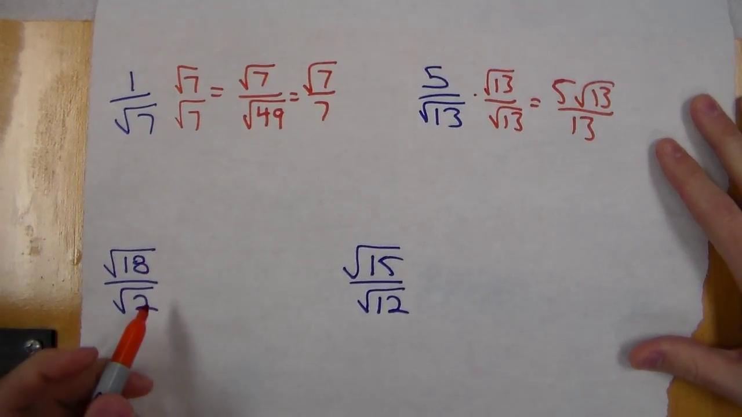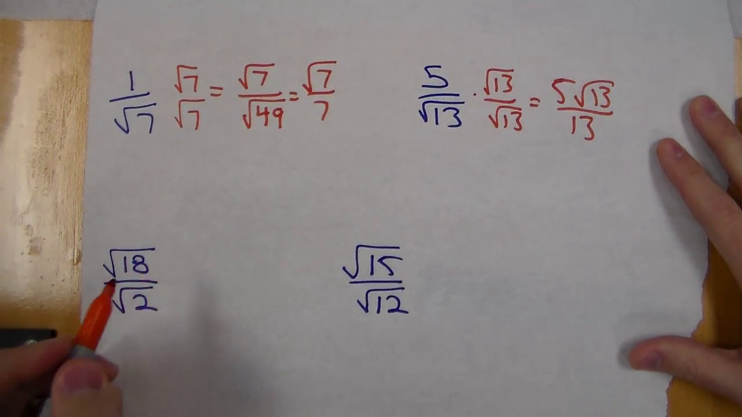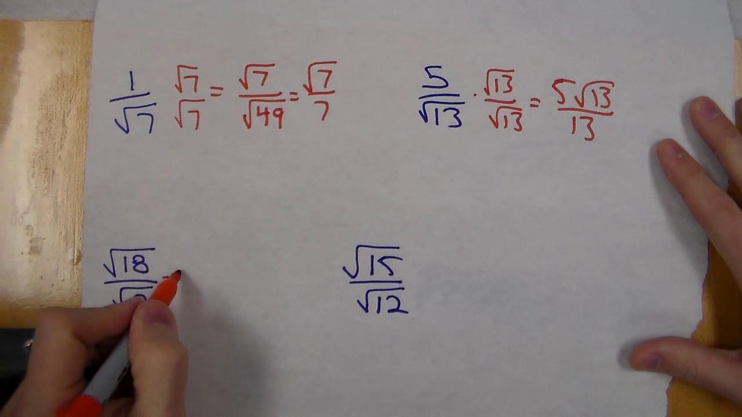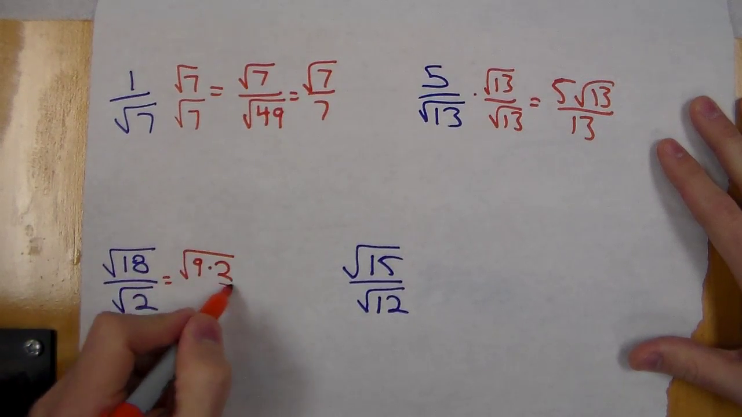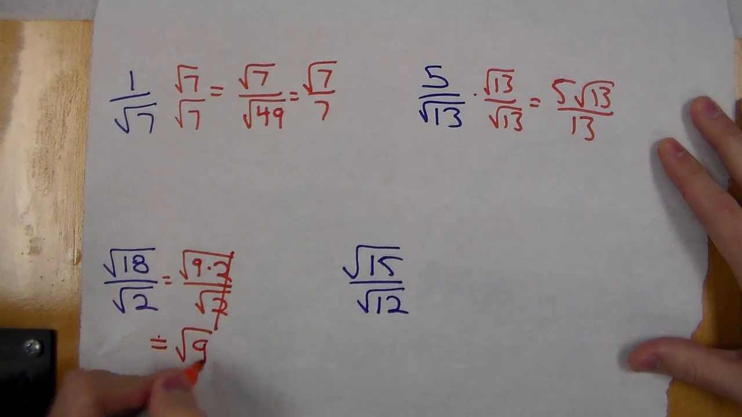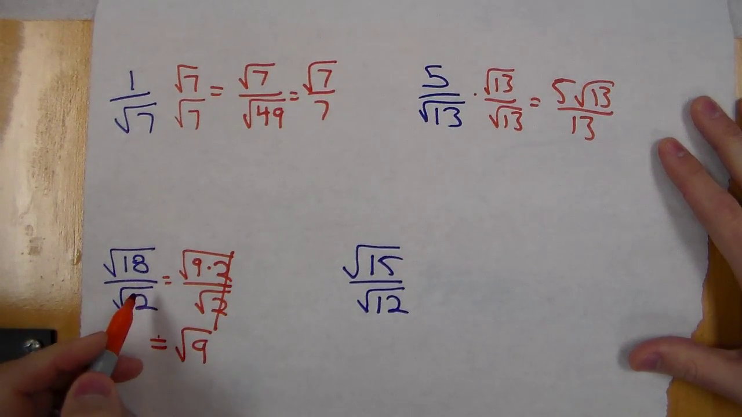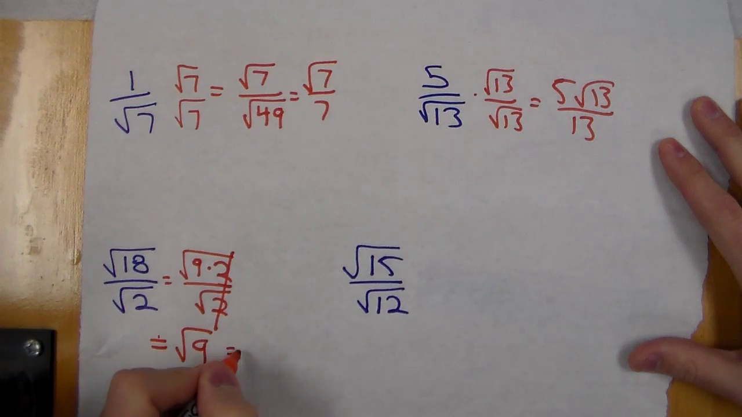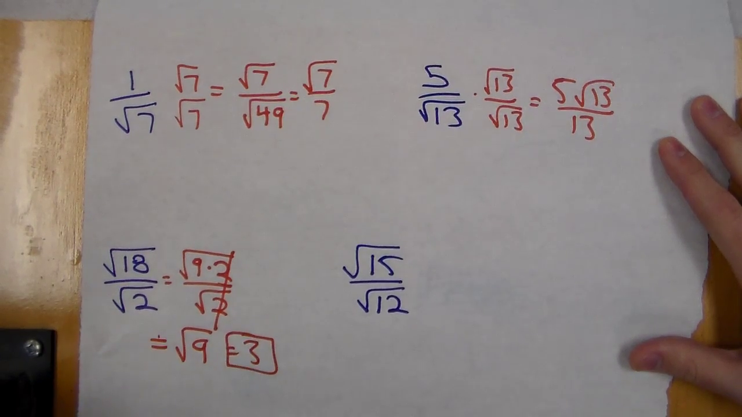Now when we make it square root of 18 over square root of 2, I can actually reduce this. This is the square root of 9 times 2 over the square root of 2. So this leaves me with the square root of 9. So it's like dividing when they're both in a radical. And we can do that, and the square root of 9 turned out to be 3.